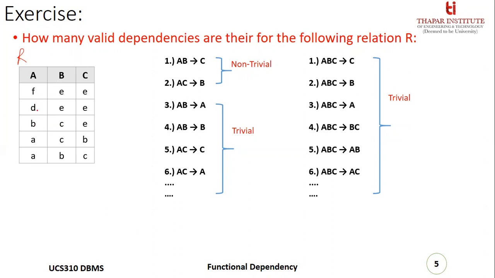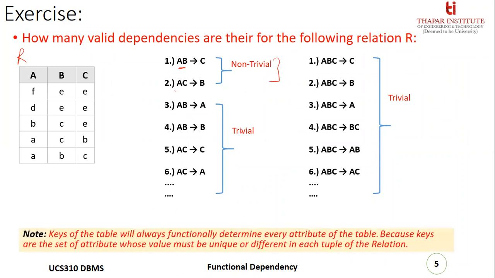We see all the values corresponding to AB in this table are unique, so AB can determine the other attribute, C. Similarly, it can happen with the other attributes. In all these cases, this is a non-trivial dependency. In other cases, AB determines A is a trivial dependency. What trivial and non-trivial dependencies are, we will see later.